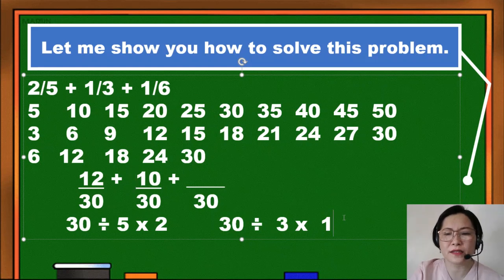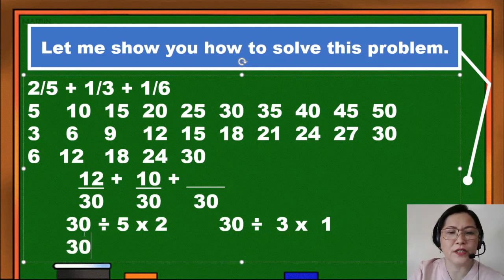And the last, 30 divided by 6 times 1. So 30 divided by 6 is 5 times 1 is 5.